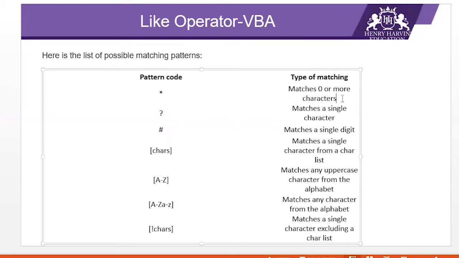So let me just show you. This question mark matches a single character. This hash sign means matching a single digit, and the square brackets match a single character from a character list. This a to z matches any uppercase character from the alphabet, and this matches any character from the alphabet, either capital letter or small letter, and the exclamation mark matches a single character excluding a character list. So that's all about the pattern.